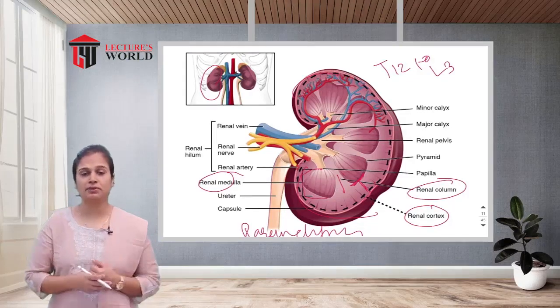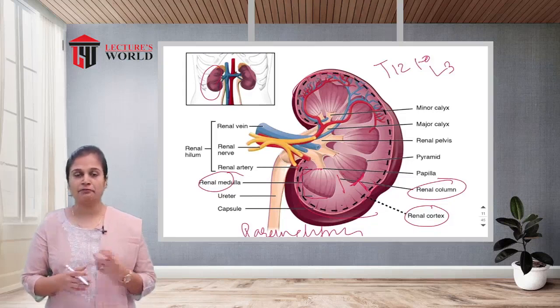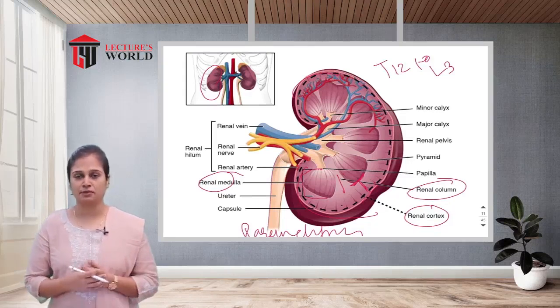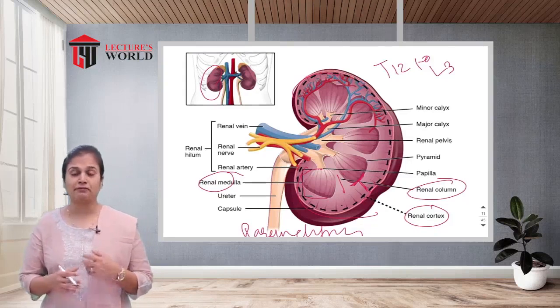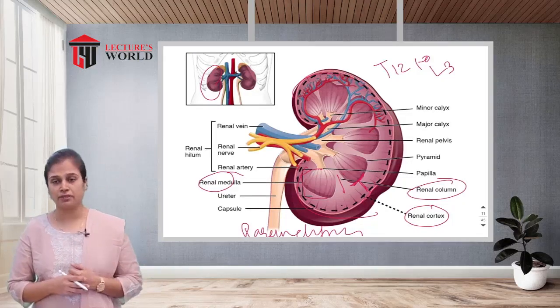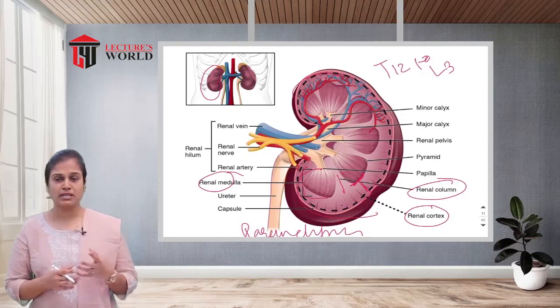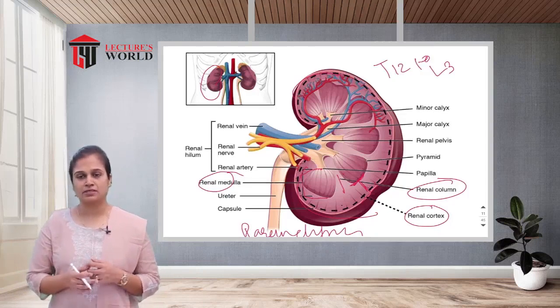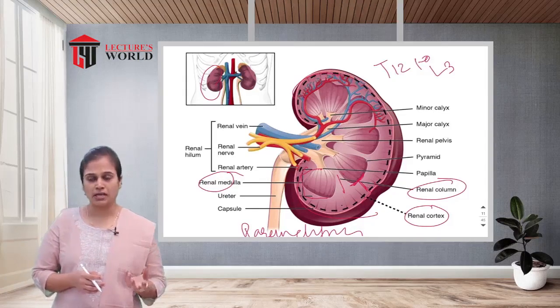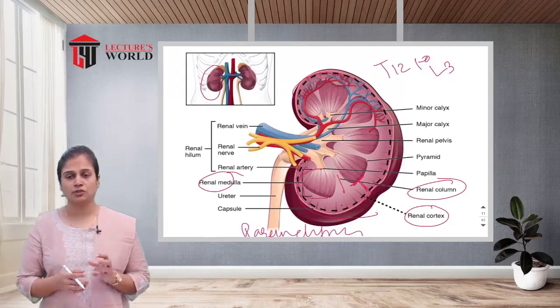Now the renal medulla has the nephron. Nephron is the basic functional unit of the kidney, numbering about 1 million, and the most important function of the nephron is to form the urine. The nephron has two basic structures. First is the renal corpuscle and the second is the renal tubule.